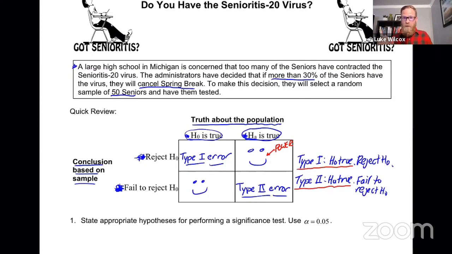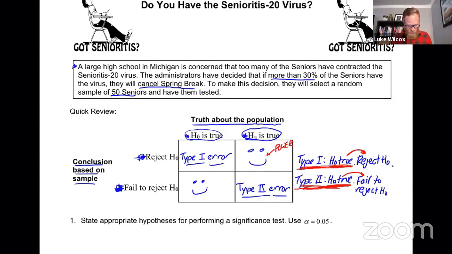The reason why I think you only need to know that first part of the definition is because you can get the second part of the definition by just thinking about what the error would be. If the null is true, the error would be to reject the null. If the alternative is true, the error would be to fail to reject the null. So the only part you really have to remember is what's actually true for each one of those. For a type 1 error, the null is true. For a type 2 error, the alternative is true.